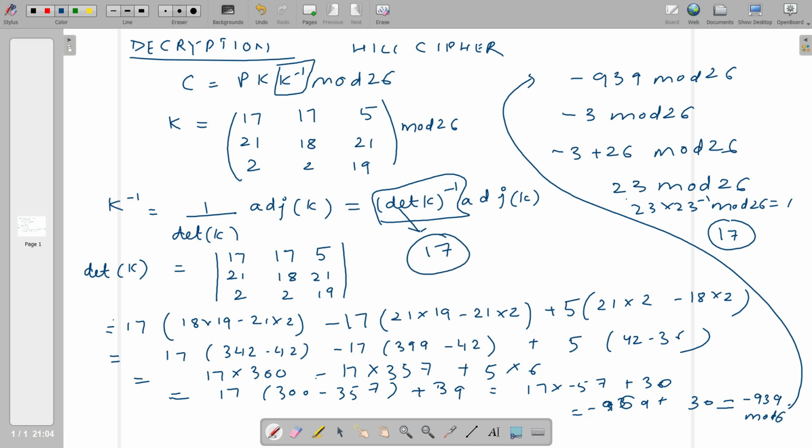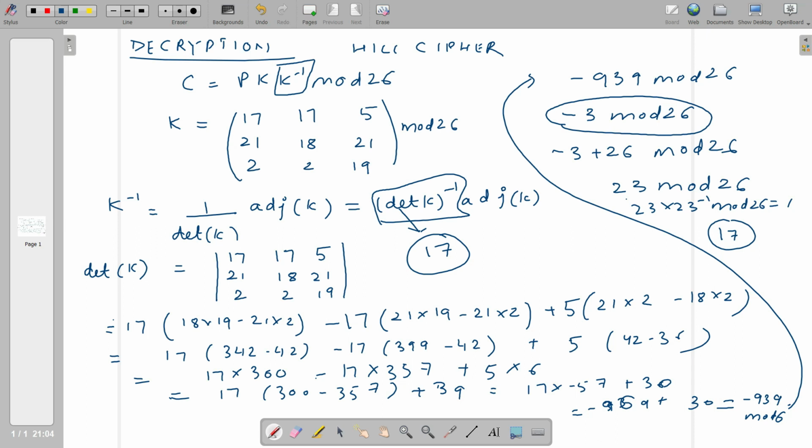So what we have done up to now is simply write how we can calculate K inverse. K inverse can be calculated as 1 upon determinant K times the adjoint of K. We first find the value of determinant K, which comes out to be a negative number, minus 3, and this determinant K we also calculate under mod 26 operation.